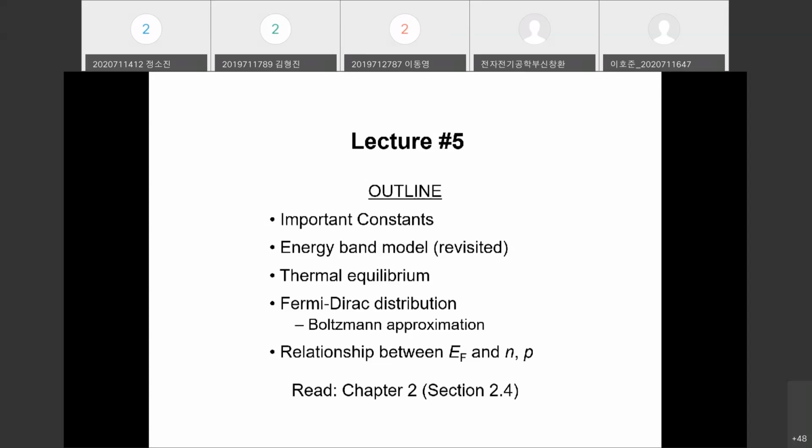So let's begin. In lecture note number 5, I'm going to tell you some important constants and the energy band models as we have learned in previous slides. And we will revisit the physical meaning of thermal equilibrium. Afterwards, Fermi-Dirac distribution will be studied, including Boltzmann approximation. Last but not least, we're going to study the relationship between Fermi energy level E sub F and electron concentration n and hole concentration p. So please try to read section 2.4 in chapter 2 of the textbook.